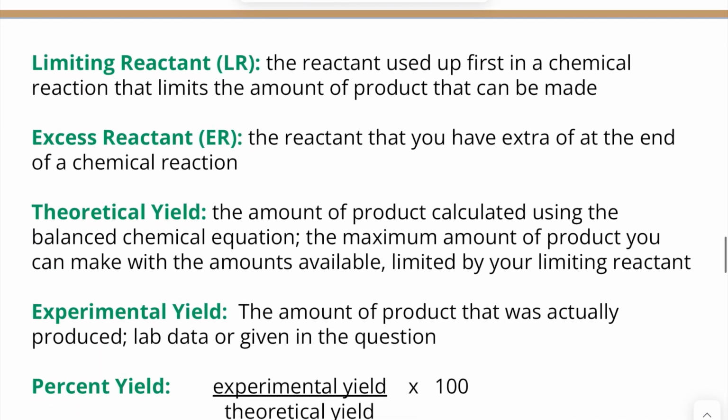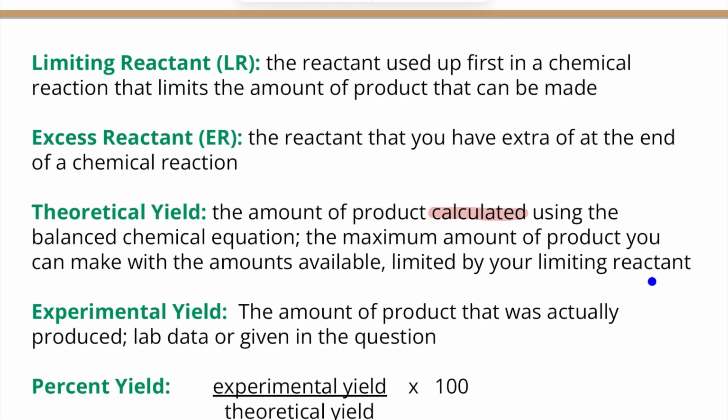Here is a compilation of our definitions for this section. We talked about limiting and excess reactant, and theoretical yield, again, the amount of product calculated. So we're doing that stoichiometry using the balanced chemical equation: the maximum amount of product you can make with the amounts available, which is limited by our limiting reactant. So that's our definition of theoretical yield.